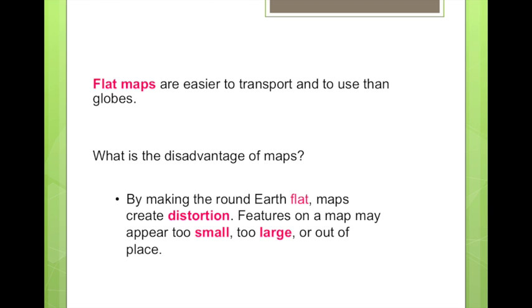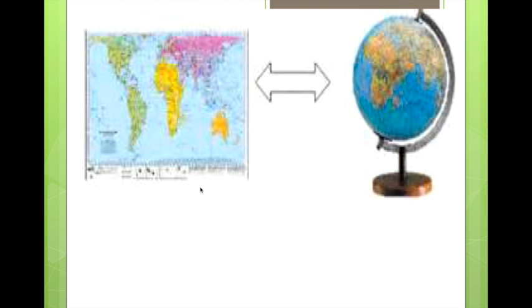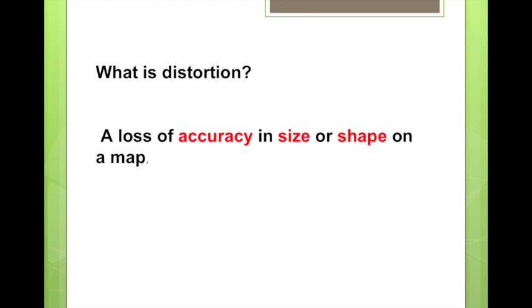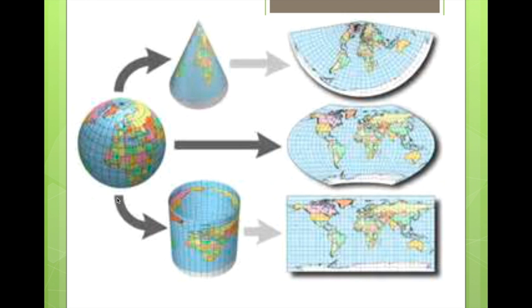That is distortion. When you take this round object over here and try to bend it and flatten it out so that it's flat, you get distortion. Distortion is the loss of accuracy in size or shape on a map. However I change it, I'm going to end up with the size and shape of the Earth changed in some way, or a distorted image. That is distortion.